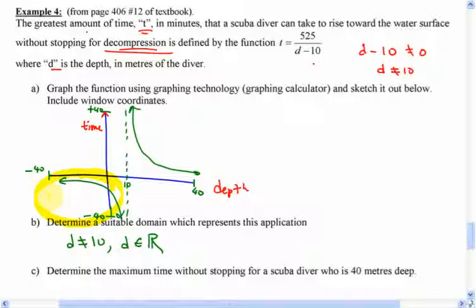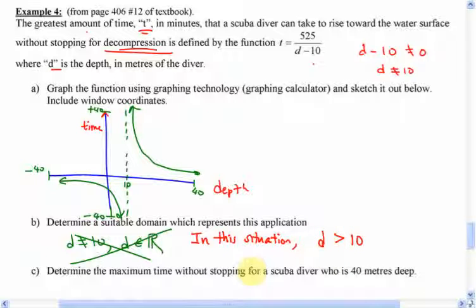Yeah. How can time be negative? Let's go back in time. No, it doesn't make sense. So technically in this situation, because we've got context, this is not the correct domain. It would be if it was just a graph, but in this situation the correct domain would be d is greater than 10, because those are the only parts of the graph which give you a time that is positive. So in this situation, d has to be greater than 10.